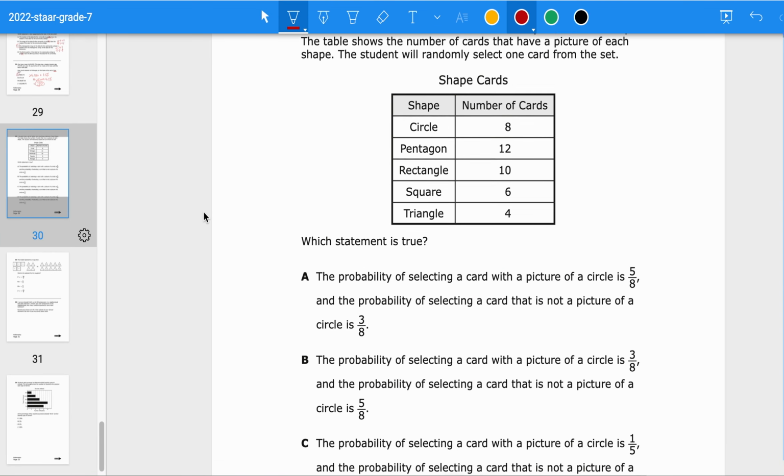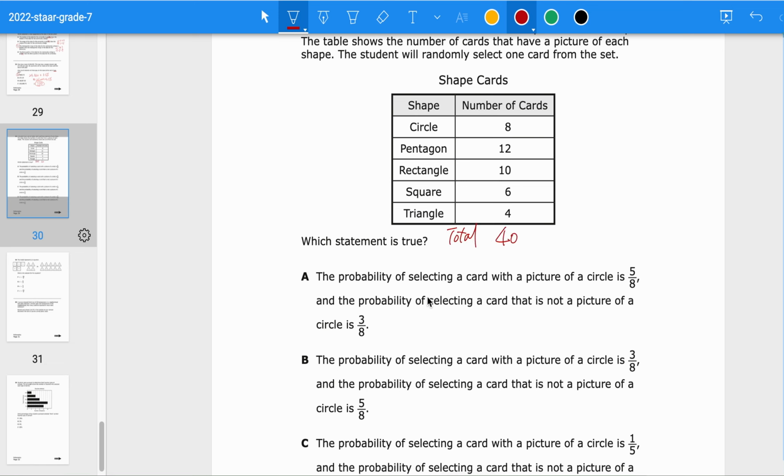33. This one we also need to count. So let's take a look. What is the total number of cards? If we add them all together, 8 plus 12 plus 10 plus 6 plus 4, we have a total of 40 cards.